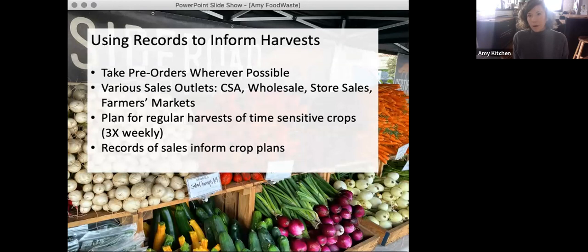And I think one of our key points here that makes us successful is that we have several sales outlets for our product, so that if one area is light one week, we can often push our product that's ready in the field to another outlet. We definitely plan for regular harvest throughout the week. At minimum, we're harvesting three times per week. This is important for time-sensitive crops like salad.